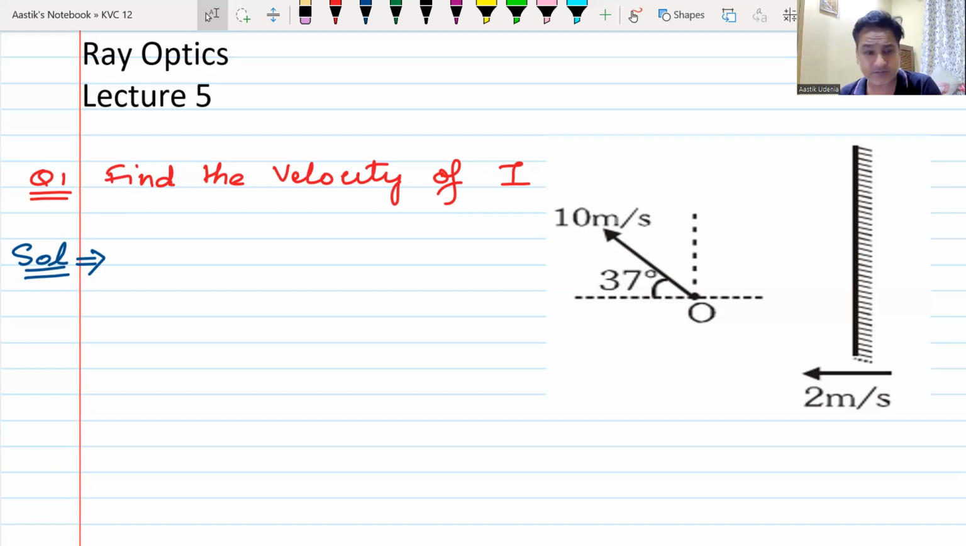12 meter per second. Yes, beta. 12 meter per second. How did you get it? Can you tell me, beta? How did you get 12 meter per second? Answers are not important. See, as time goes on, you will start getting the right answers. But right now, what is always important is the way you have done this. Tell me how you have done this. How did you get 12?